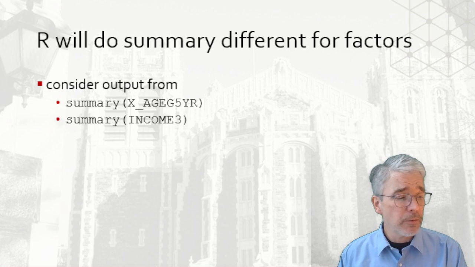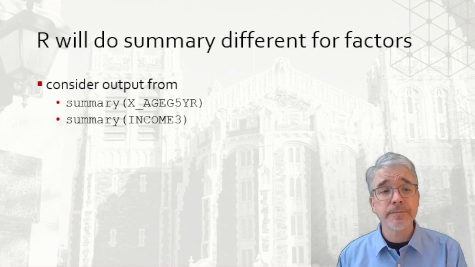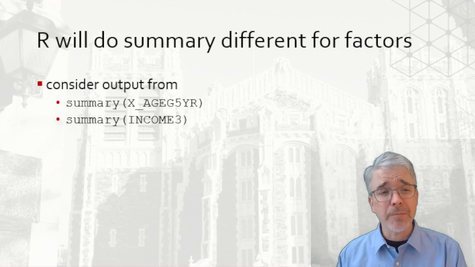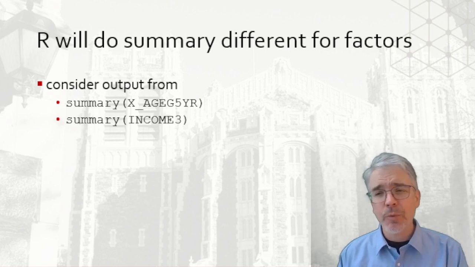Now, R will do summaries differently for factors. Summary X age 5 year, which is age in 5-year bands, summary income. And I know we'd like it if age or income were a regular number, not a factor, but that's what the summary provides. It's a way of helping keep confidentiality.